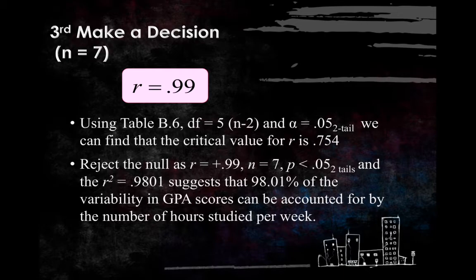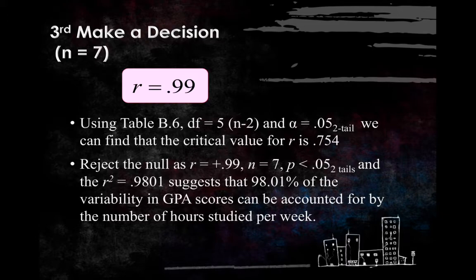So I take 0.99. Let's look at the critical values of r first. So get out your B6 table. And so we have 5 degrees of freedom, because n minus 2, with an alpha set at 0.05 two-tail. We can find the critical value for r is 0.754. Our 0.99 is definitely higher than our 0.754 critical value, right? So we can reject the null hypothesis. Hours of study per week does have a relationship with your GPA.